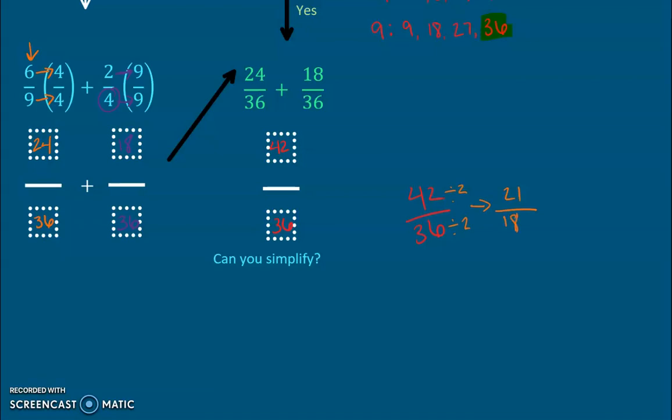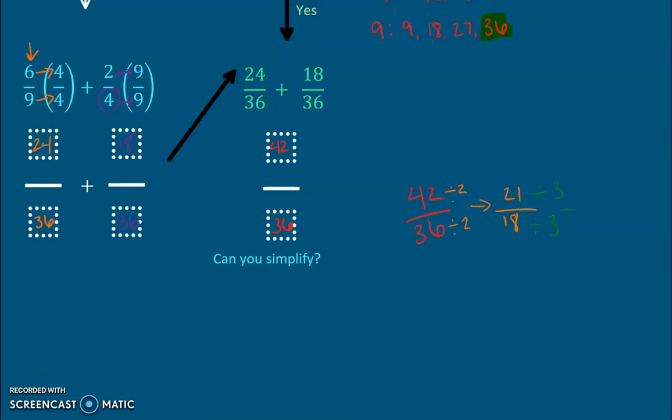And then I have to ask myself again, is this as small as it goes? Are there any other numbers that divide into both 21 and 18? And as it turns out, there is. I can divide both of these numbers by 3 and make these numbers even smaller.